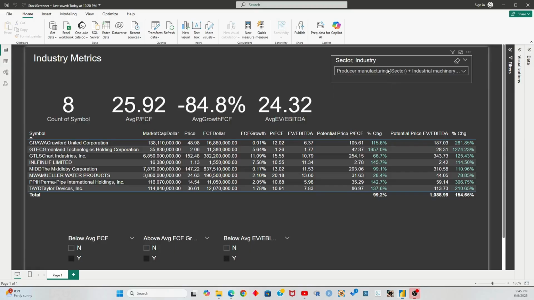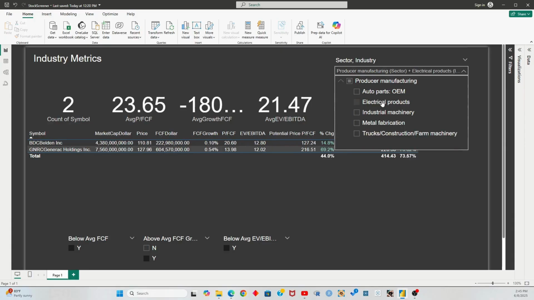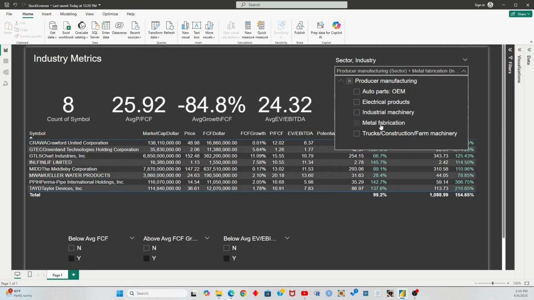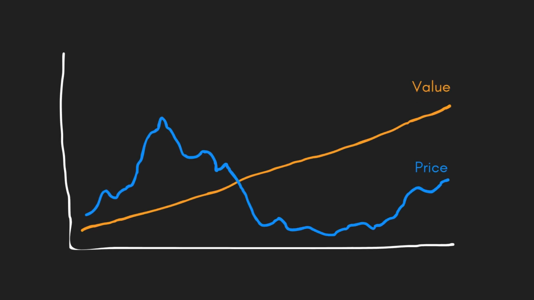A fundamental stock screener is a tool that filters and ranks stocks based on fundamental analysis metrics like valuation, profitability, potential growth, and financial health to help investors identify potentially undervalued or high-quality companies.